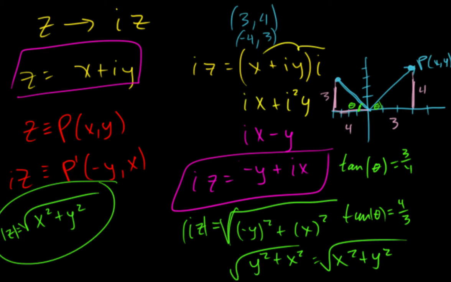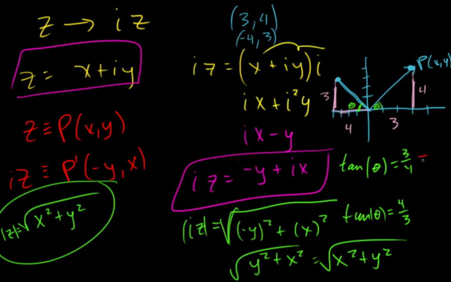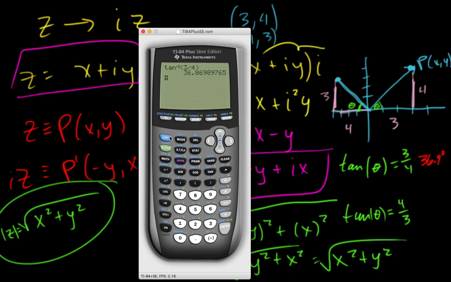Okay, so if we do this, we'll find the inverse tangent. So we're going to do mode, degrees, inverse tangent of (3/4). Okay, so that gives us 36.9 for theta. And then if we do same thing but 4/3, we get 53.1.